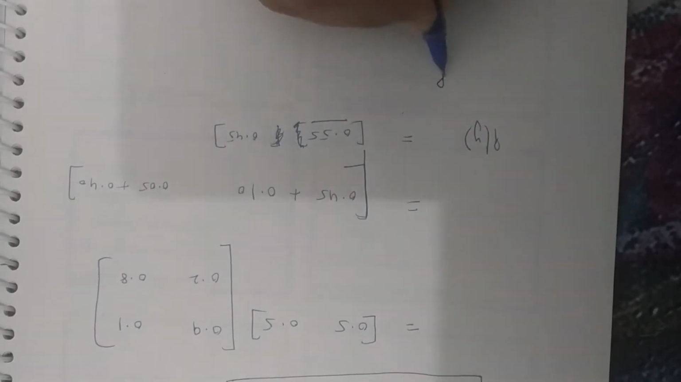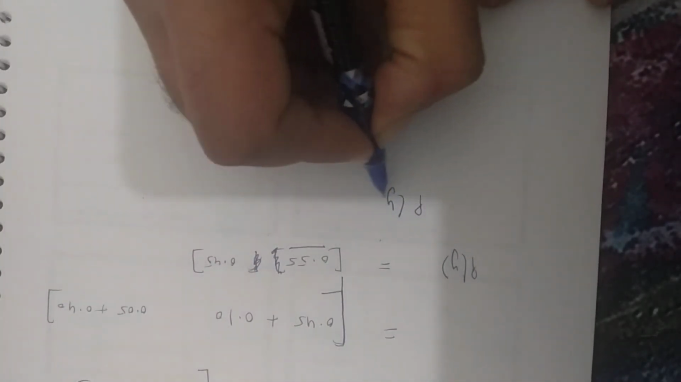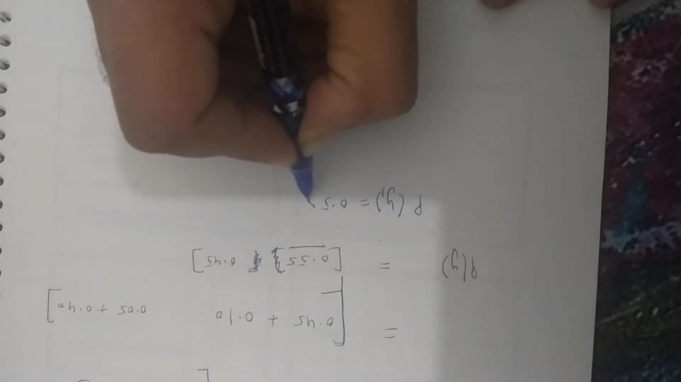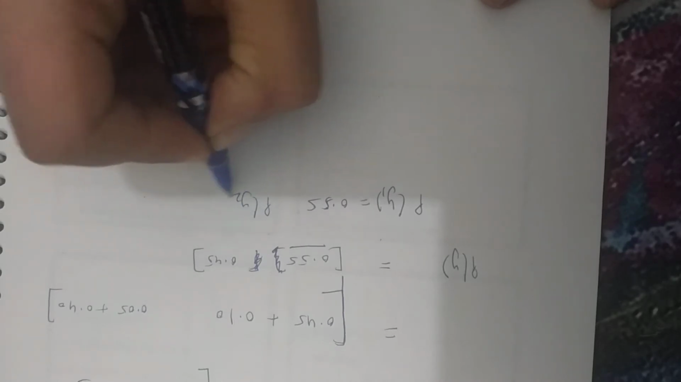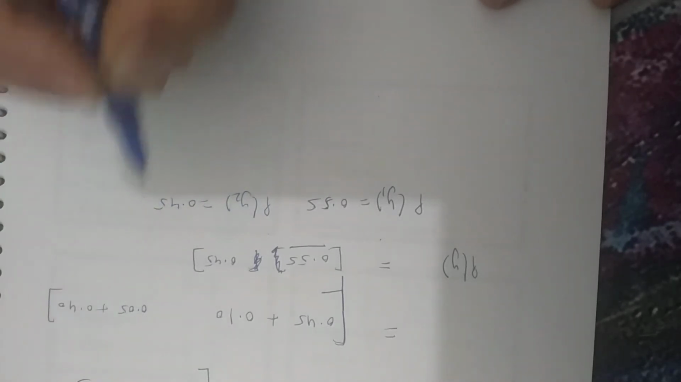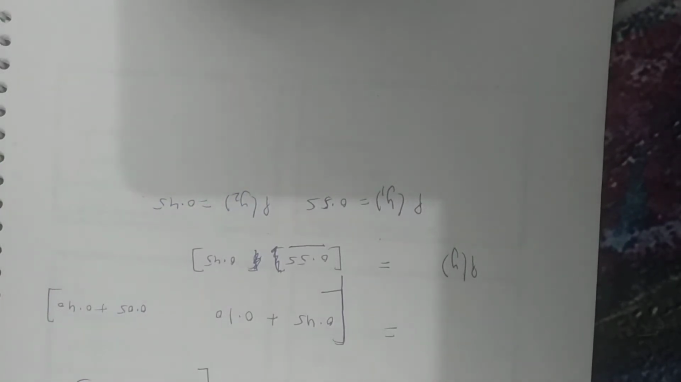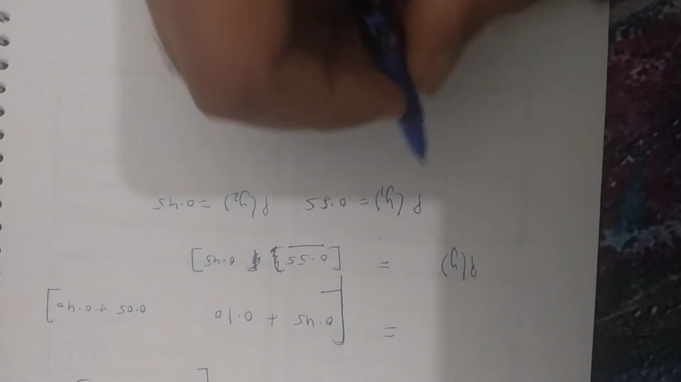So the probability of getting y1 at the output is 0.55 for this channel, and the probability of getting y2 is equal to 0.45. So this is how we can calculate the output probability from any channel, using the input probability and the channel matrix.